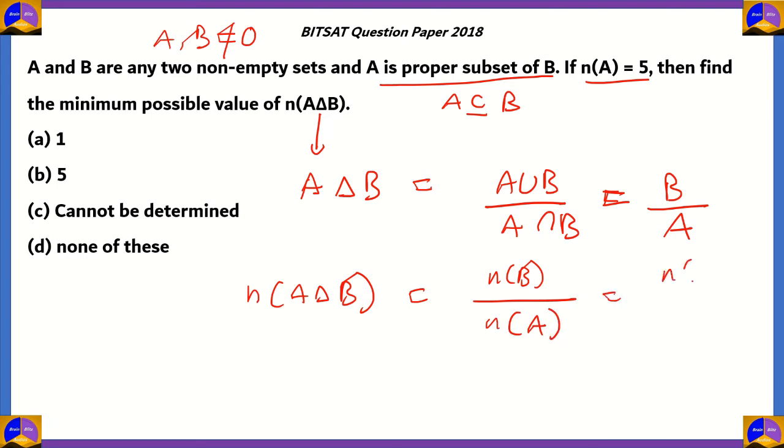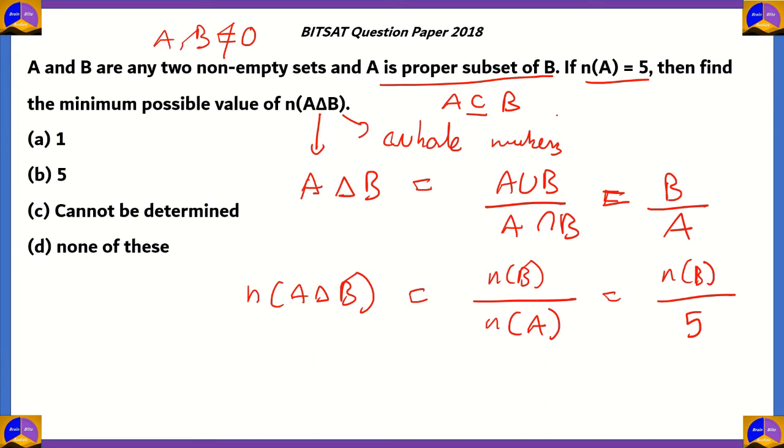Now, we don't know n of b yet, but we do know that n of a is given to be 5, and we also know that b is a non-empty set, and the value n can't be fractions and stuff, so the n here corresponds to whole numbers, and a and b are not equal to 0, so therefore you can't have 0 as the correct answer. So in order to get the minimum possible value, you can take n of b as equal to 5.